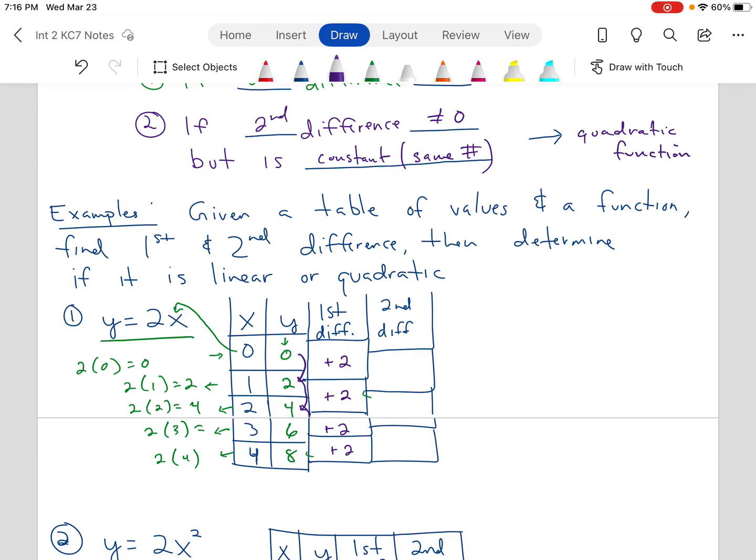Okay, so my second difference is doing the same thing with these two values. So how do I get from 2 to 2? Well, you don't have to do anything. The second difference is 0. There is no change between all of these. So because these are all equal to 0, then my function is linear, which is my final answer.